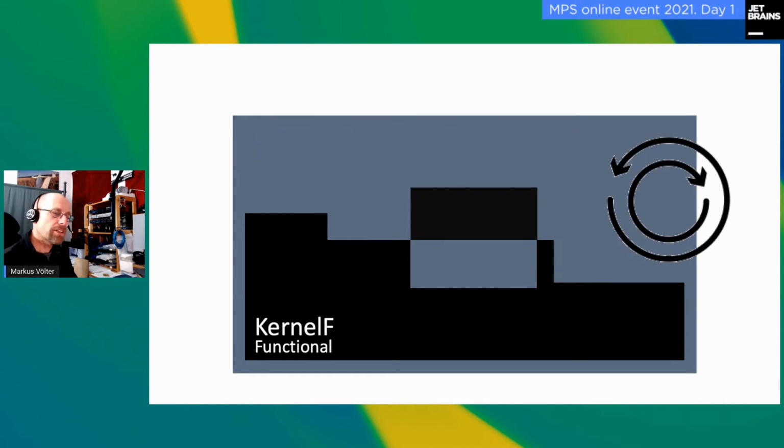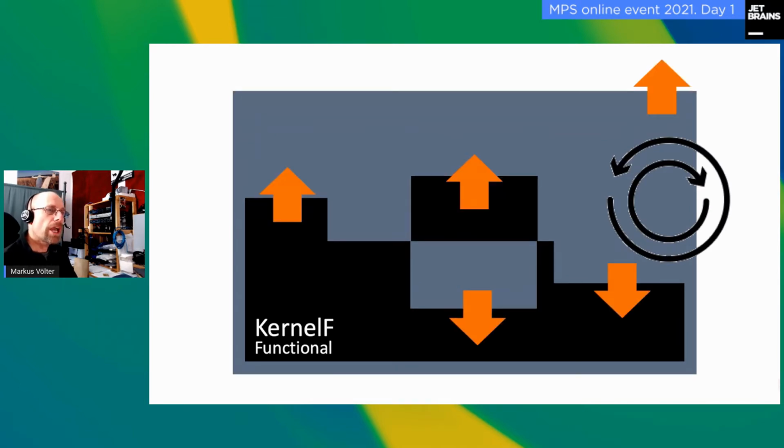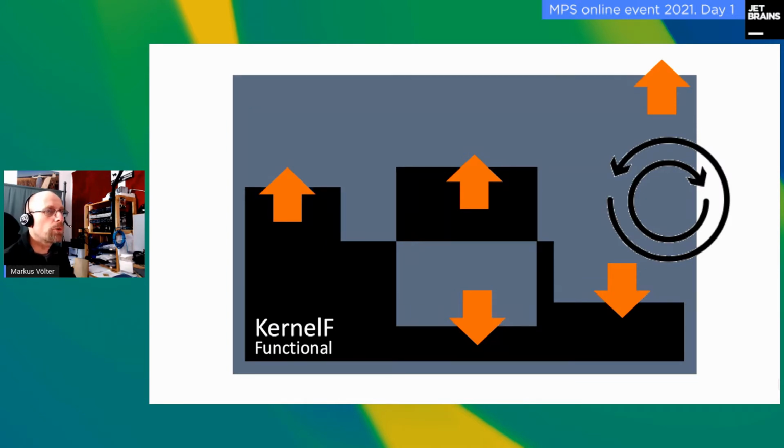So then we iterate, right? We add a little bit more, we replace a little bit more, we remove a little bit more, and we do a little bit more of the removal and the adding and the replacement. And that's how we develop DSLs.